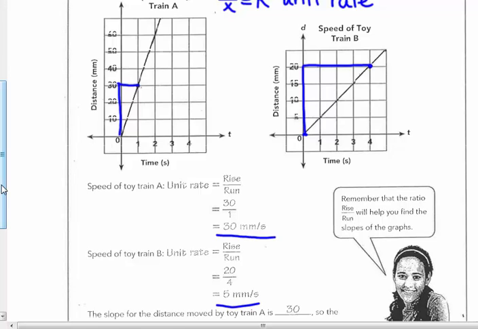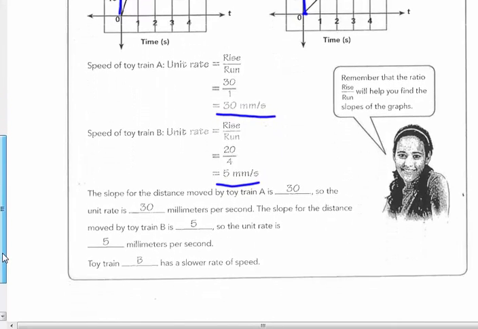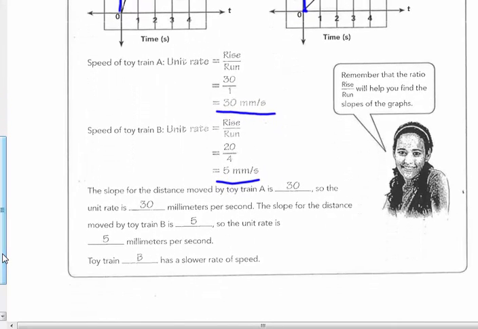So the slope for the distance moved by train A is 30, or 30 millimeters per second. The slope for the distance moved by train B is 5, so 5 millimeters per second. Train B has the slower rate of speed, and we can tell that by the steepness of the line. Remember, rise over run, y over x, is the slope or the steepness of the line. Also, that constant unit rate that we talked about last year.